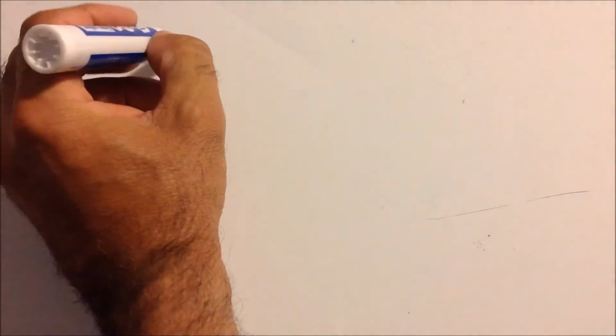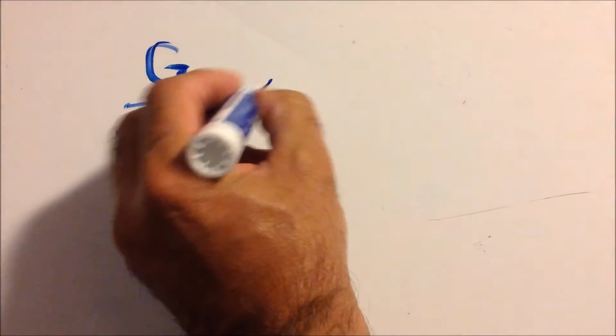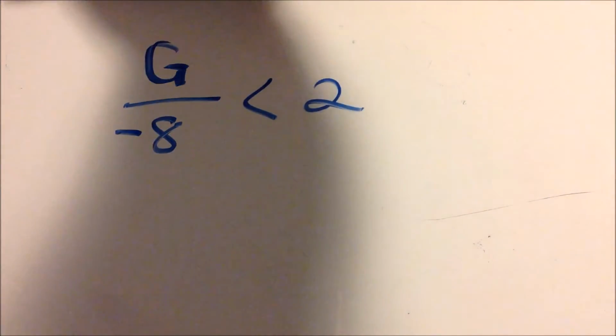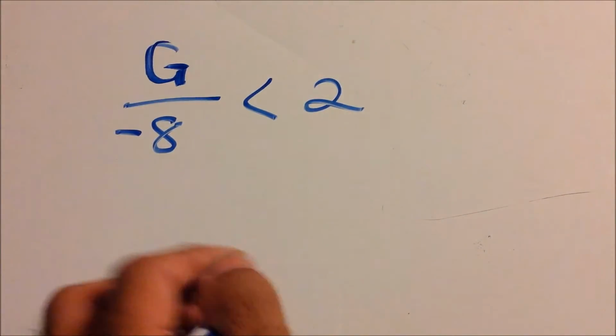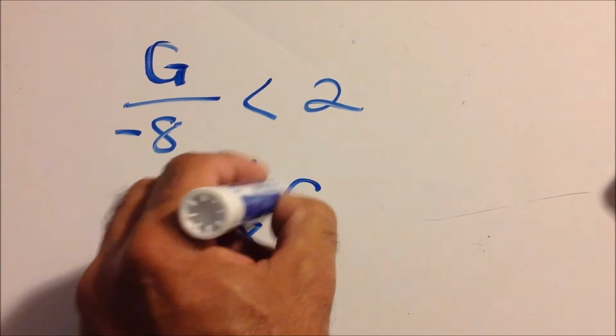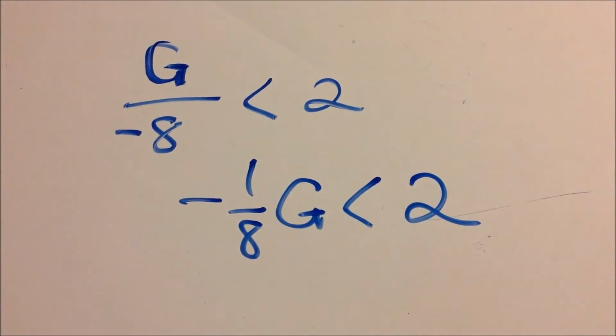You should pause the tape. Let's say I had g over -8 is less than 2. Now before we do this, I want to show you something. What you're actually seeing here, and again, you can multiply up, is -1/8 g is less than 2. That's what you're actually seeing here. So keep that in mind.